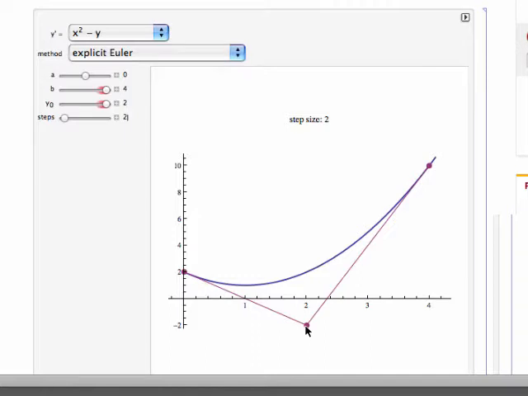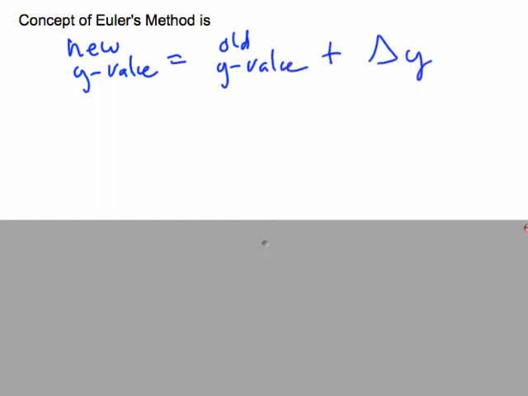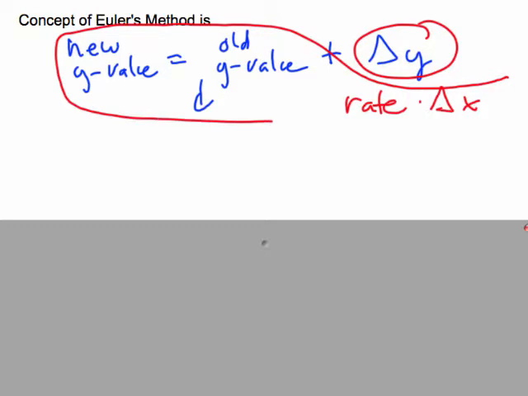This y value becomes our new estimate. We then calculate the slope at this point, find our change in y to get to our new y value, which is now our next estimate. So the whole concept of Euler's method is that our new estimate, our new y value, is found by taking our original y value and applying the change in y, which is determined by the slope and the distance that we're traveling. To be more specific, this is the rate, the slope, which is the rate per 1 unit times the number of units we're traveling, which is the change in x. This is the concept of Euler's method.